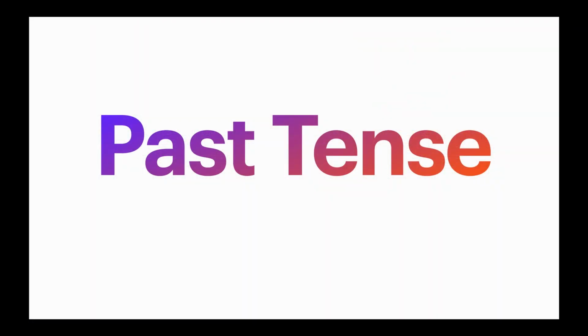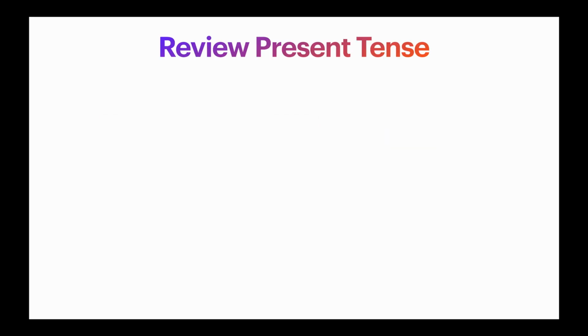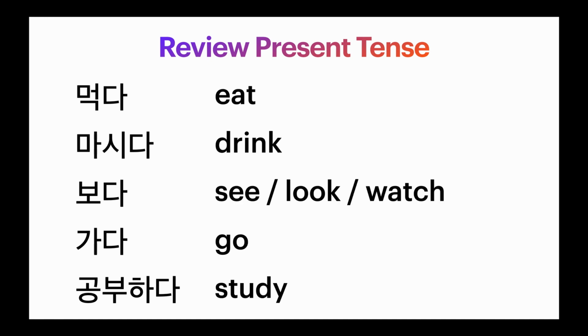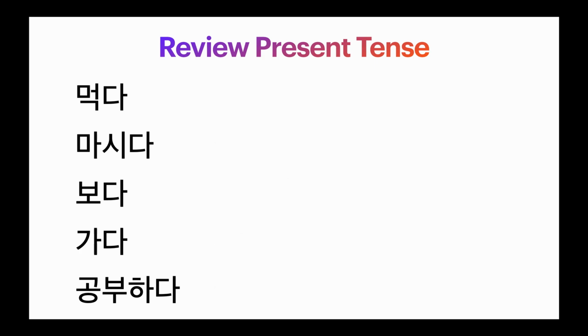In order to conjugate past tense, we have to start with remembering how to conjugate present tense. So let's review those rules first. Here are 5 verbs and their English meanings in case you don't know. We're not going to focus on the meaning of these words just yet. Right now, we're just going to focus on the conjugations, and then we'll practice with the meanings later.